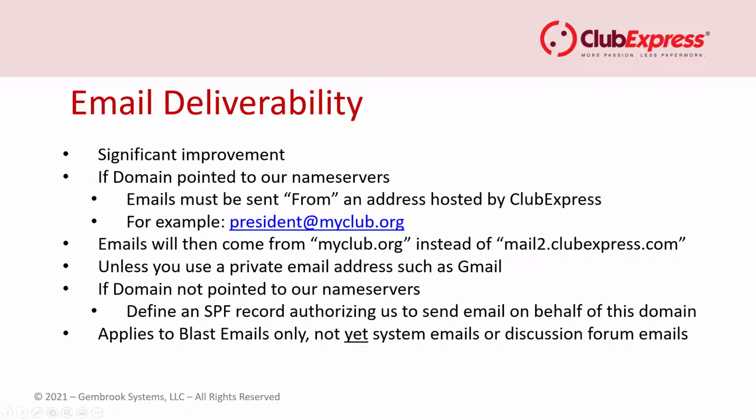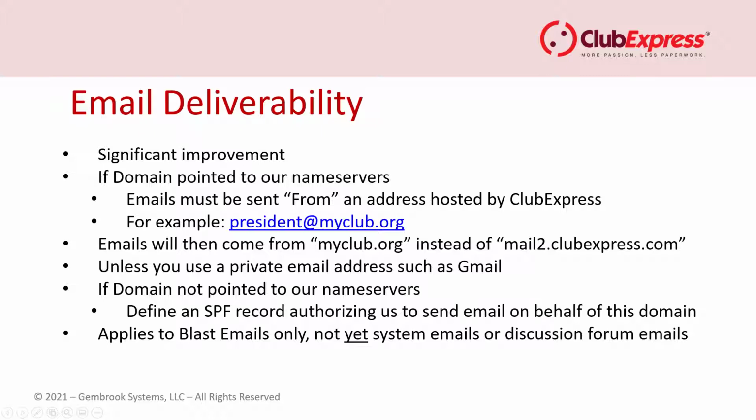And so for any of you that don't use our name servers, but use your own name servers, and then you're pointing to our IP address, .71, you can contact our customer success team, the support team, and they can send you the text for an SPF record that you would add to the name servers for your domain. And that then authorizes us to send email on behalf of your domain. And then again, the previous rules apply.